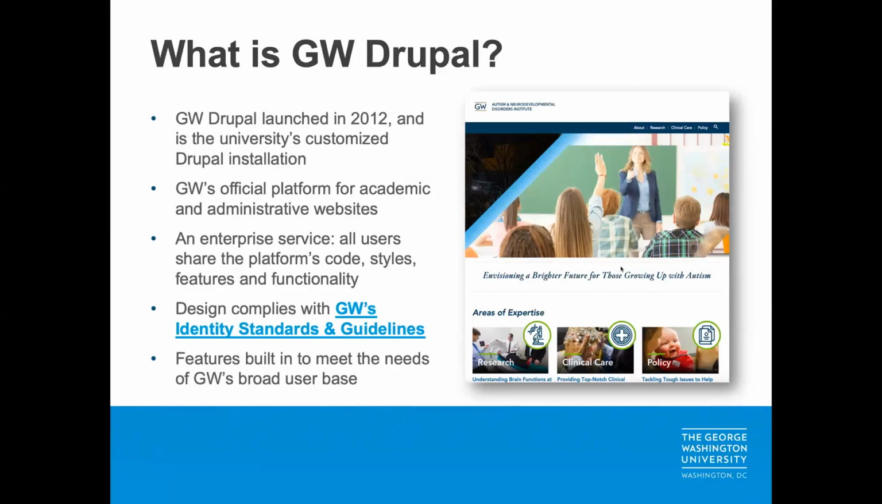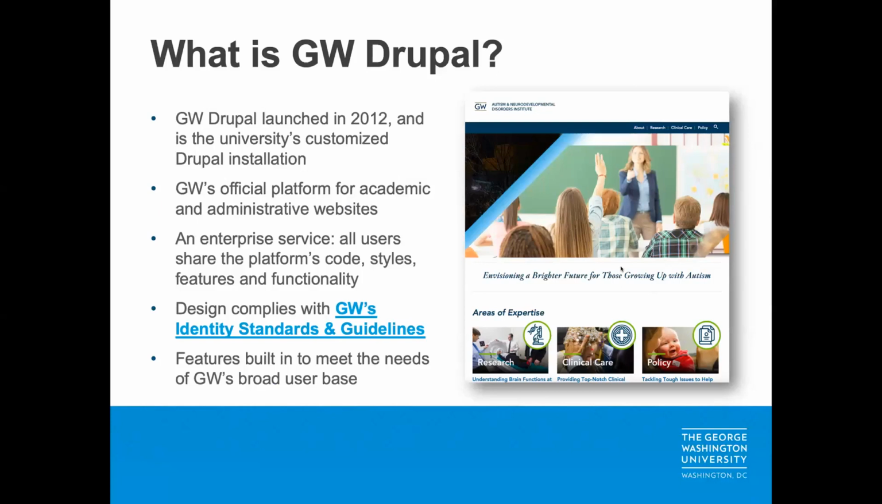It is an enterprise service at the university. So what that means is everybody who's using it shares the same code, the same styles, features, and functionality. That's so that we can deploy these websites quickly without having to spend a long time doing individual customized website projects. And having it as an enterprise service, we can turn a website on literally within a day's notice and then work with the site owner to get their content into the website, and over the course of a handful of weeks, potentially months, building graphics and video and things along those lines to put into the website.